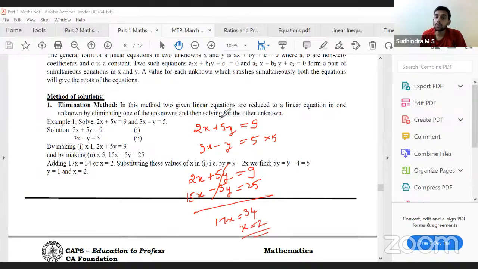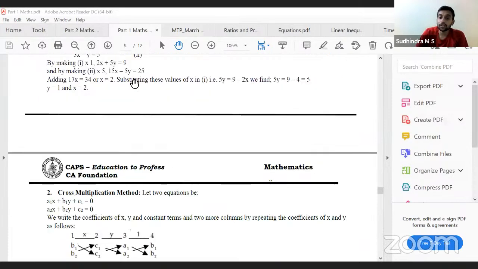If x is equal to 2, what is the value of y? Same, apply this in any of the equations. So 3x minus y is 5, 6 minus y is 5. So y will be equal to 6 minus 5, which is 1. So this is the elimination method. We are eliminating one of the variables to find out the other variable.